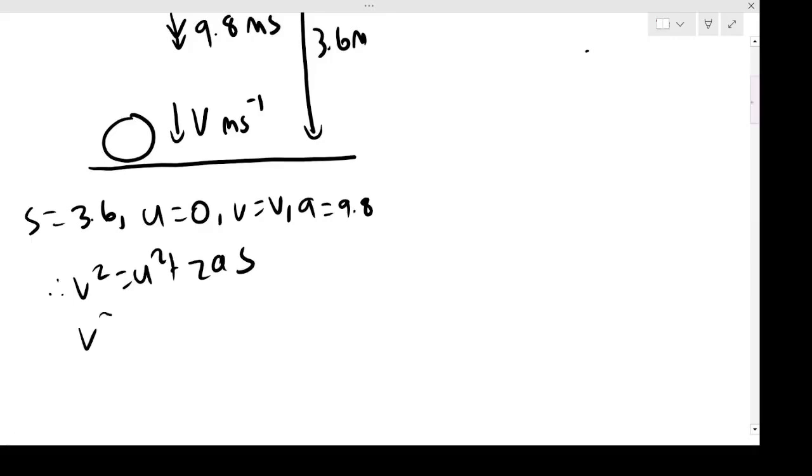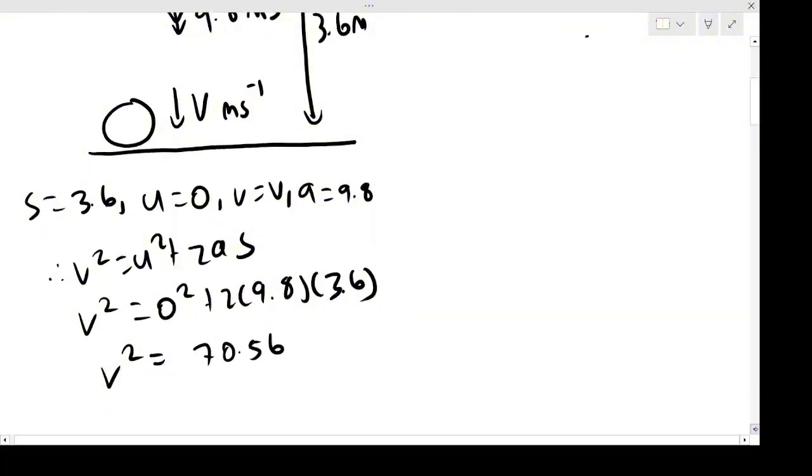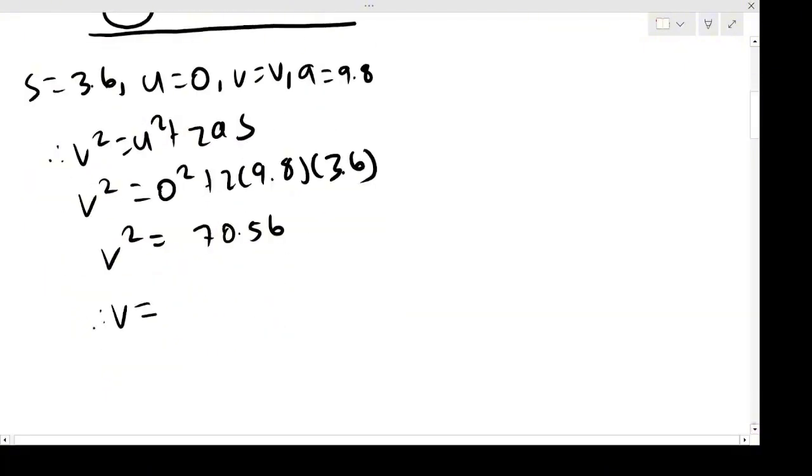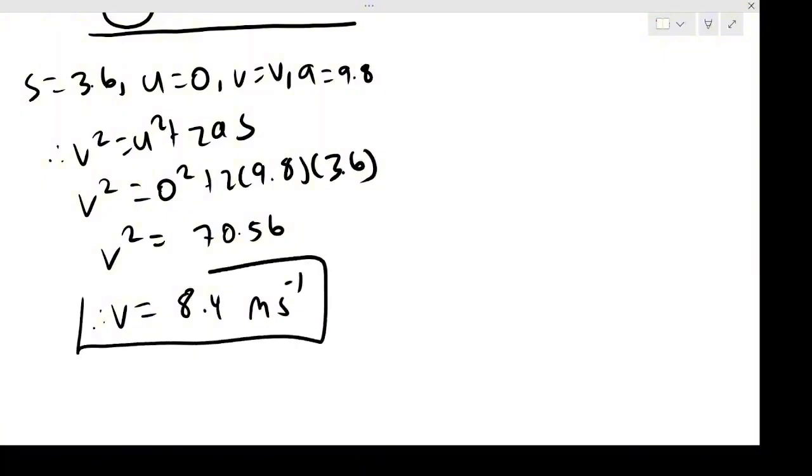So that means V squared is going to be 0 squared at 2 lots of 9.8, lots of 3.6. So V squared, if I simplify this, that's going to be 70.56, okay? Then I can root that to say it's going to be 8.4, okay? Quite nicely, 8.4. Okay, that is my full answer for V here.